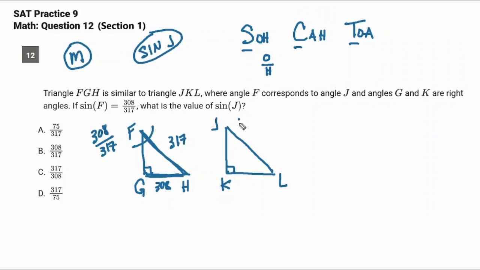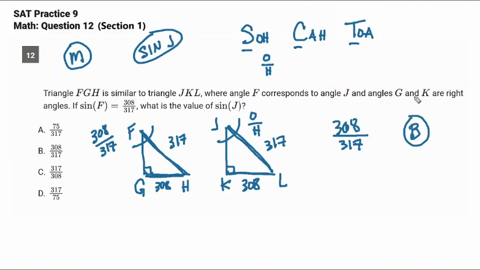We're looking for sine J, so we're looking for opposite over hypotenuse. They're similar triangles. So what do you think the opposite is? I mean, look at the answer choices. But it's 308. Look at the hypotenuse here. What do you think that is? 317. So opposite over hypotenuse is 308 over 317. And guys, that is it. That's the answer. It's B. You can get this right real quick and move on.